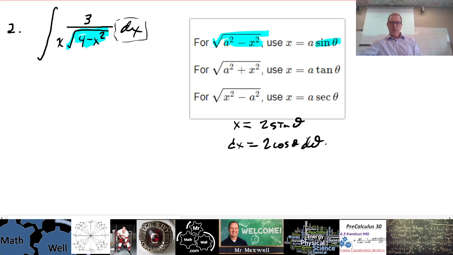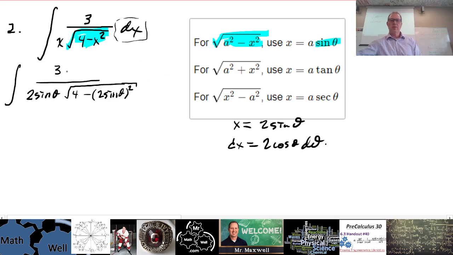Okay? So now I can simplify this part, and as well, I can rewrite this x. So let's go ahead and do that. This is going to be 3 on top, and on the bottom 2 sine theta instead of x. Then we're going to have the square root of 4 minus, what is x? Well, it's 2 sine theta, and that's going to be squared. And then dx is actually, I'm going to put it up here just for room, 2 cos theta, and then I'll put the d theta down here. So I just put this over here and here.